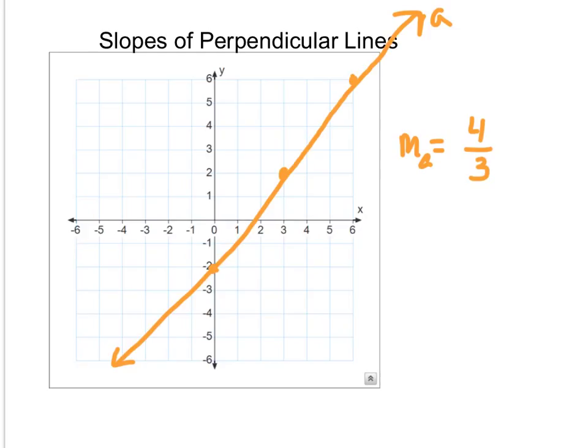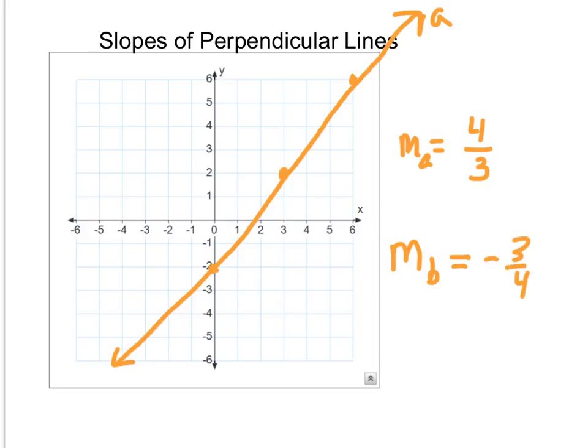It's actually going to be the opposite of the reciprocal, all right? Don't confuse opposites and reciprocals. Opposites means different sign. Reciprocal means the number I multiply it by to get 1. Opposite of the reciprocal, all right? So the slope of line B this time is going to be -3 over 4.